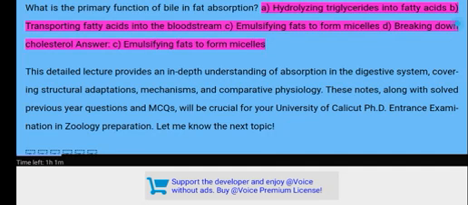What is the primary function of bile in fat absorption? A. Hydrolyzing triglycerides into fatty acids. B. Transporting fatty acids into the bloodstream. C. Emulsifying fats to form micelles. D. Breaking down cholesterol. Answer: C. Emulsifying fats to form micelles.